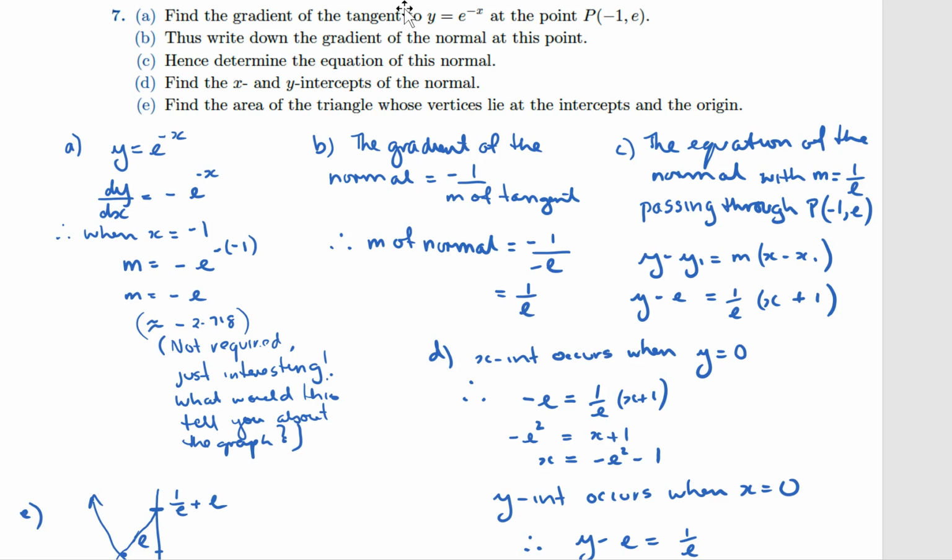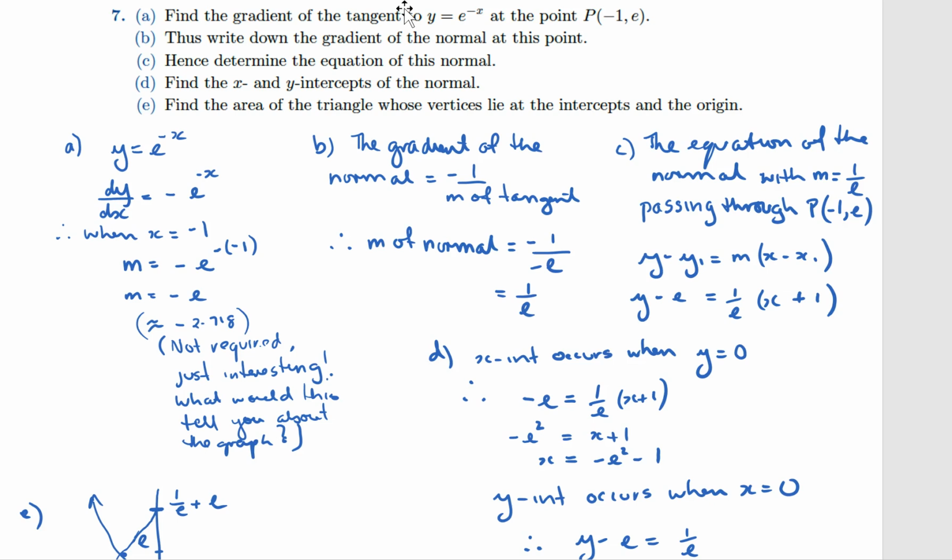If you've had a read through, it's stepping you through the processes to actually focus more on the normal. So we know that the normal has a gradient minus 1 over the gradient of the tangent. Then we're getting the equation of the normal, we're getting the y-intercept and x-intercept of the normal, and then we're finding the area of the triangle created by the normal, the x-axis, and the y-axis.